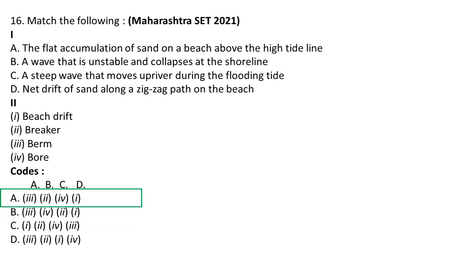The flat accumulation of sand on a beach above the high tide line is called a berm. A wave that is unstable and collapses at the shoreline is called a breaker, and a steep wave that moves upriver during the flooding tide is called a tidal bore. The zigzag movement of the sand along a beach is called longshore drift or beach drift. So that's why A is the correct option.